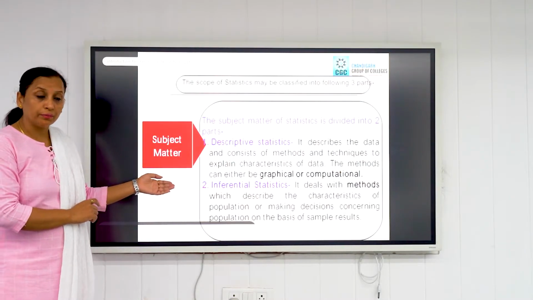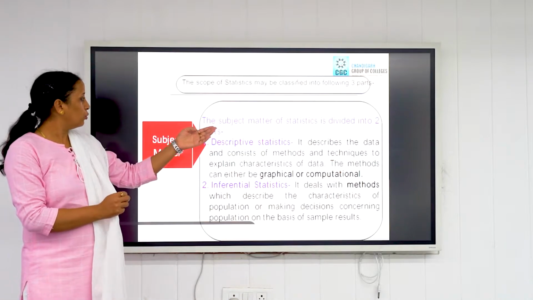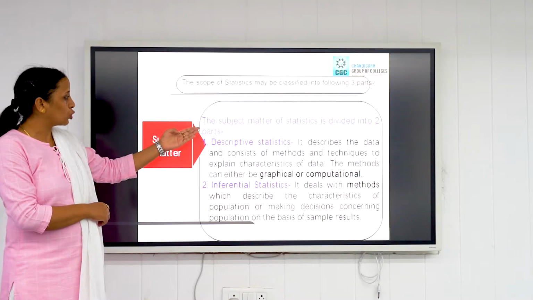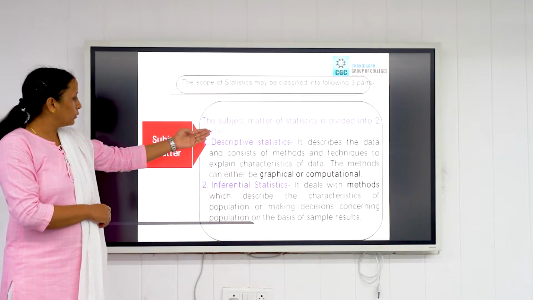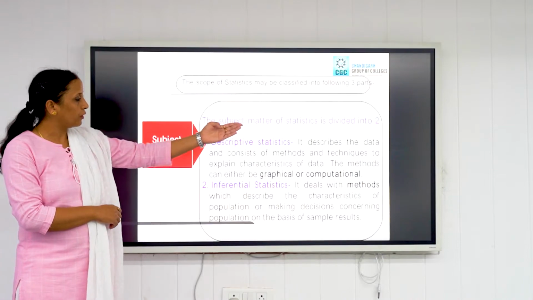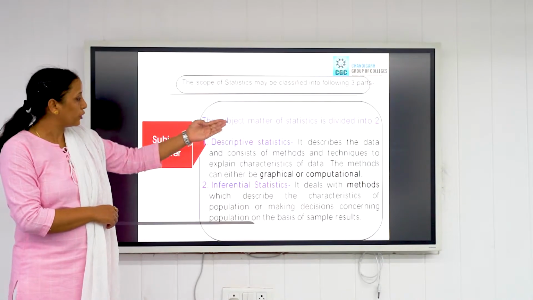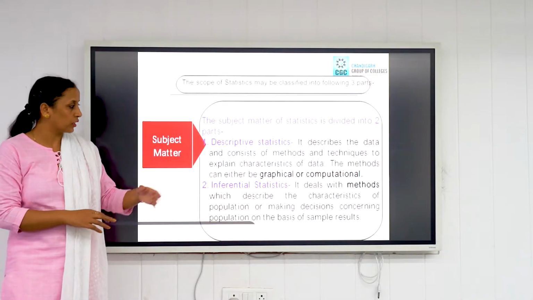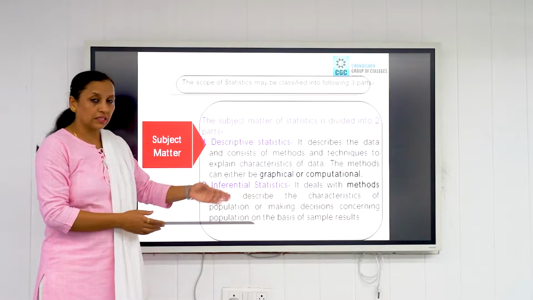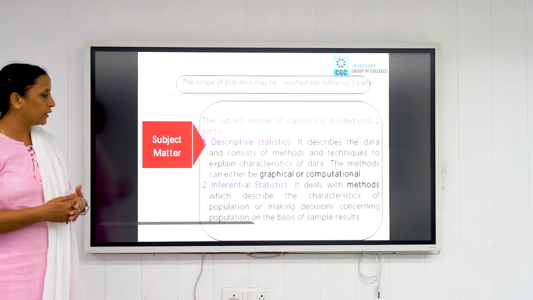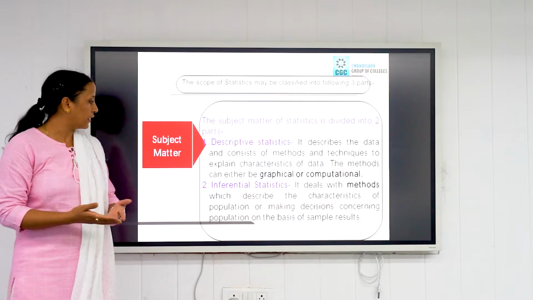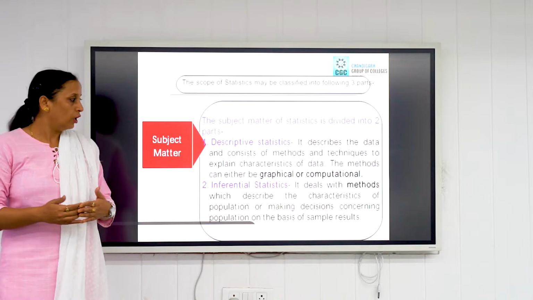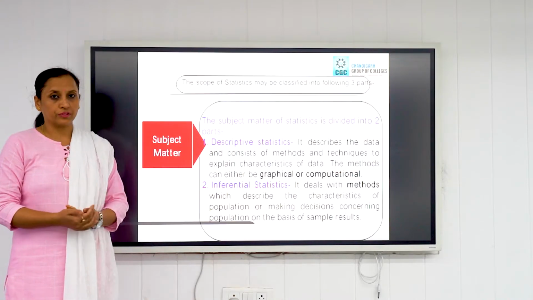Then come to the subject matter. I can describe the statistical scope with the help of the subject matters, after dividing statistic into two parts: one is the descriptive statistic and second is the inferential statistic. Well, I'm going to discuss the descriptive statistic first. It describes the data and consists of the methods and techniques to explain the characteristics of that particular data. This is called the descriptive statistic.